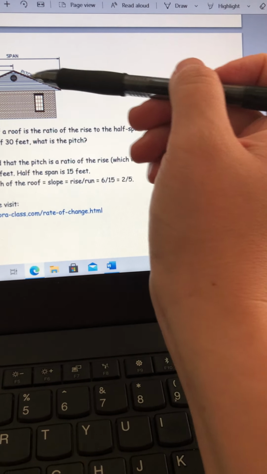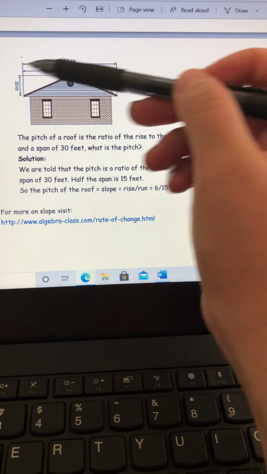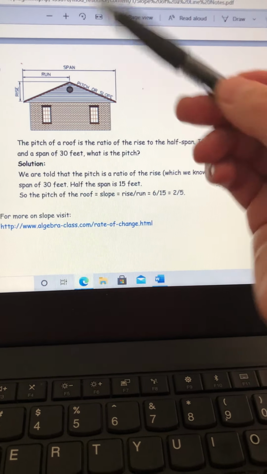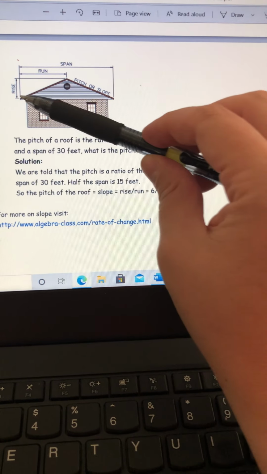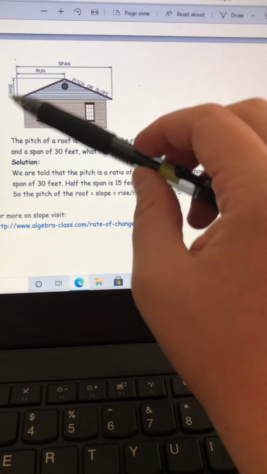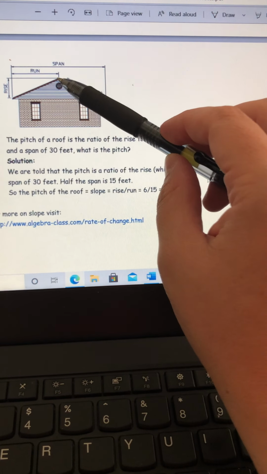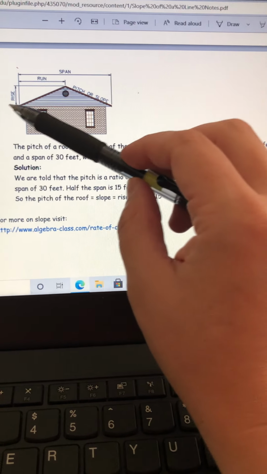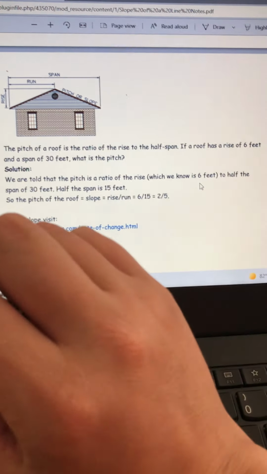So this is just basically the slope, right? So you've got your rise, you've got your run, the span is the whole thing. Because everybody knows the roof meets in the middle here, so your roof doesn't go, well, I guess on some houses it does, but for most houses here, you've got the pitch, which stops in the middle. So that's why it's half of your span, because your span's the whole thing. This is half of your span.